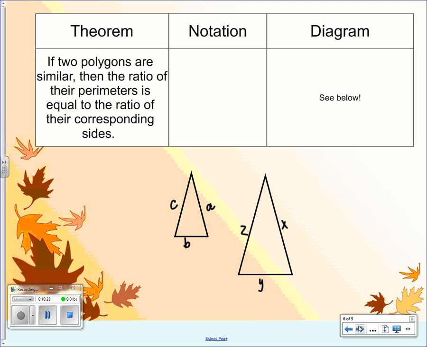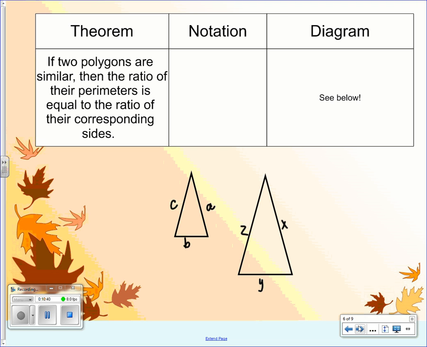One of the things that we can take from similar polygons is not just a ratio of their sides, but also a ratio of their perimeters. So if you look at the theorem, it says if two polygons are similar, then the ratio of their perimeters is equal to the ratio of their corresponding sides.